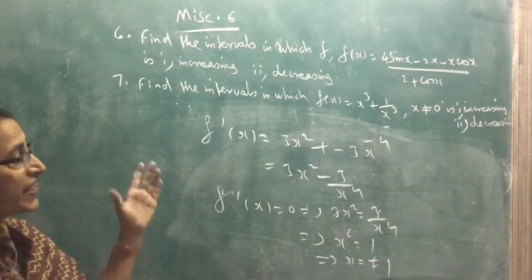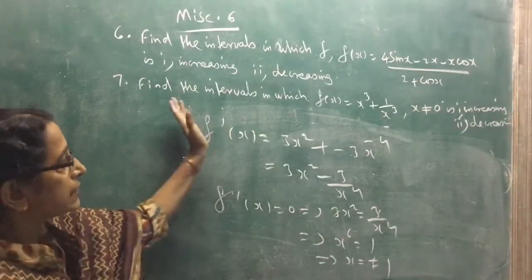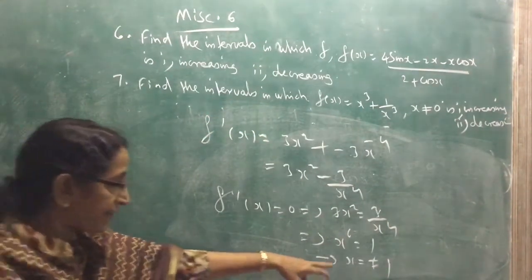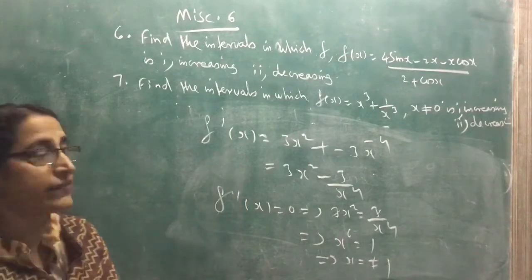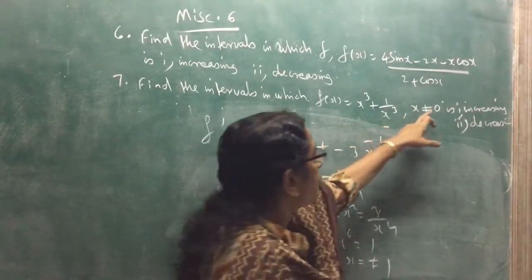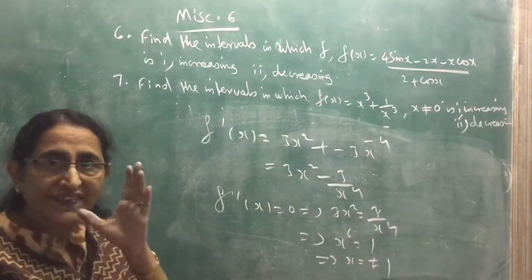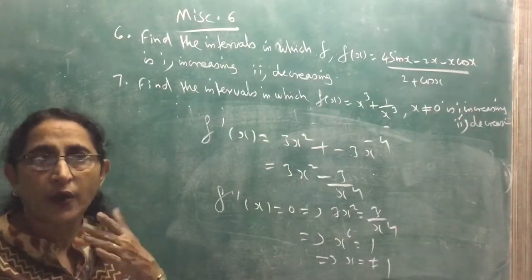So you have to split the interval. Here we have to consider the interval minus infinity to infinity. At these points we have to split the interval. But remember one thing, here x is not equal to 0. For this function x is not equal to 0. So at the point 0 also you have to split the interval.